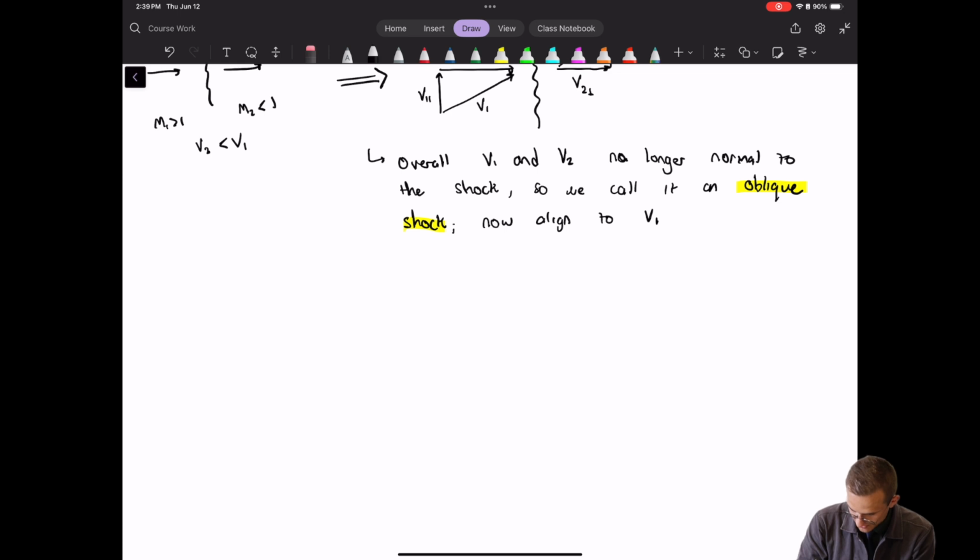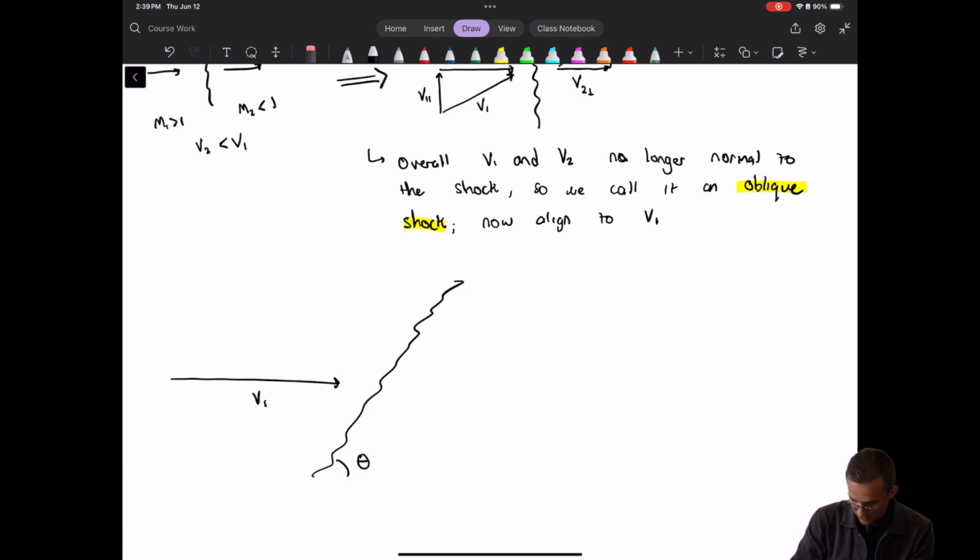And this is what you're about to see, your canonical oblique shock diagram. So we have our V1 coming in horizontally. Like I said, we aligned it that way. And then we have our shock, and our shock is occurring at some angle theta. That angle is defined as your shock angle. So remember, this is the angle measured relative to the incoming flow velocity, the overall flow velocity. That's the way the shock angle is defined.